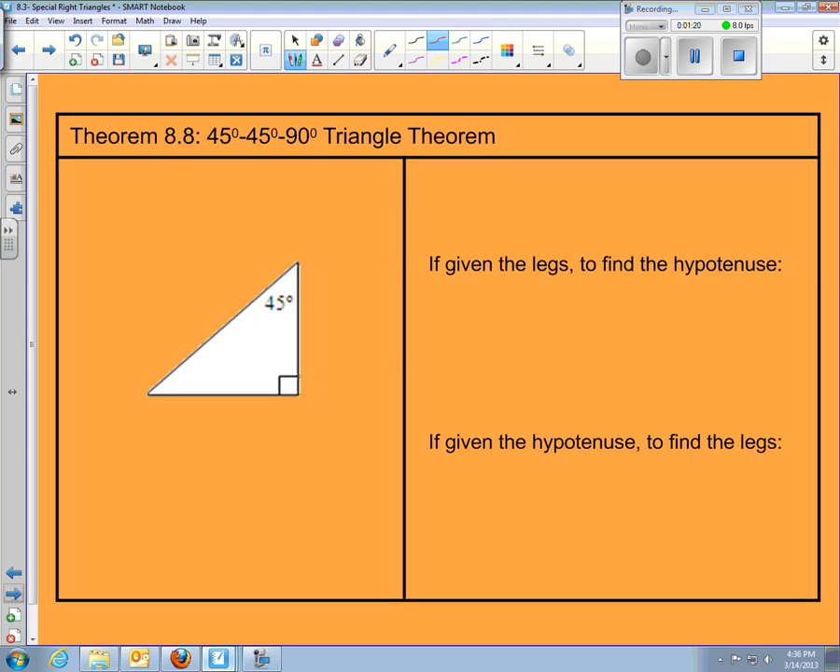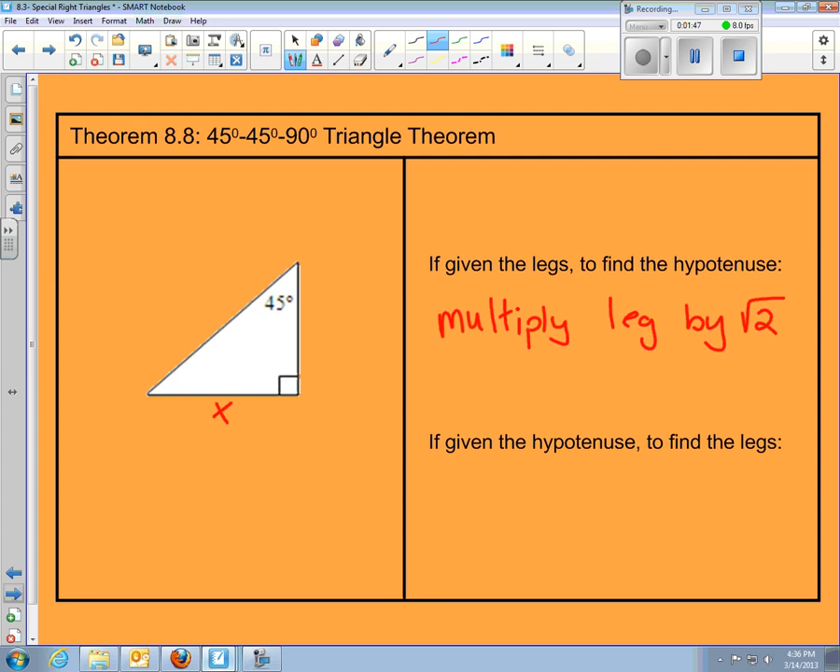We're going to give you some rules. In our 45, 45, 90 triangle, if given the legs, that means I'm going to give you that leg value, whether it's 2 or 18 times the square root of 27. We're going to get that leg value, and to find the hypotenuse, we would multiply the leg by the square root of 2.